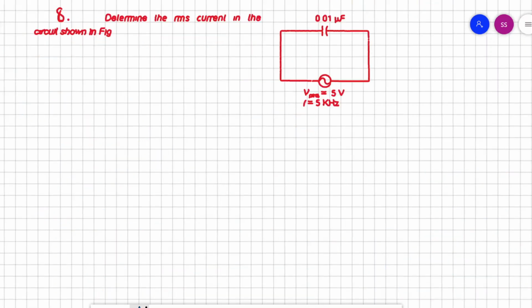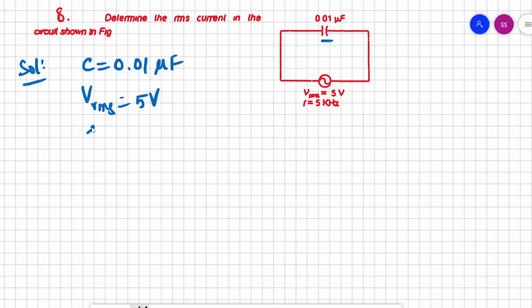Here we have to determine the RMS current in the capacitive network. Okay, so this is a capacitive circuit, right? So here we have a capacitor, and we need to find the RMS current. The capacitor is 0.01 microfarad, the voltage Vrms is 5 volts, and the frequency is 5 kilohertz. We need to find the RMS current through this capacitor circuit.